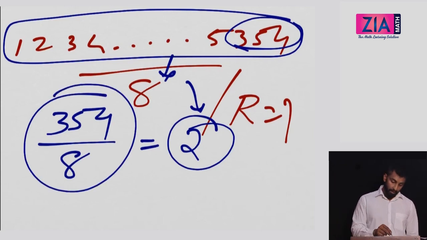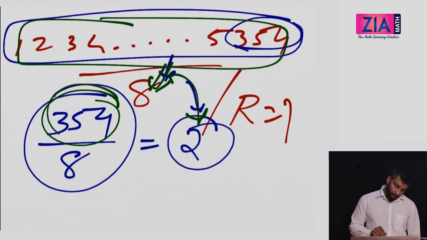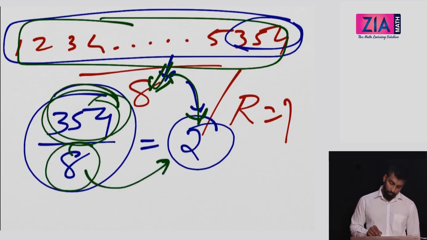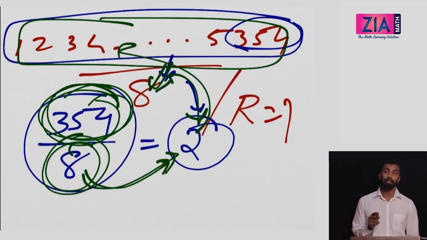Both will be the same. The point is, this bigger number divided by 8, what is the remainder? 2. Or the small number divided by 8, what is the remainder? 2. Both will be the same, right? So rather than dividing the bigger number by 8, which is impossible in this case, we can divide the last 3 digits by 8 and see the remainder. It will be the same as that of the bigger number divided by 8.